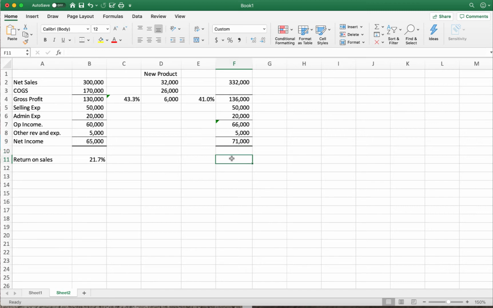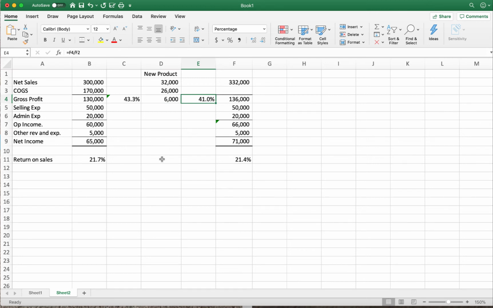So what's my return on sales under this new scenario? Well, very easy. I'm going to take my new net income, $71,000, and I'm going to divide it by my new sales, $332,000. I end up with, should be a percentage. There we go. 21.4%. Okay?